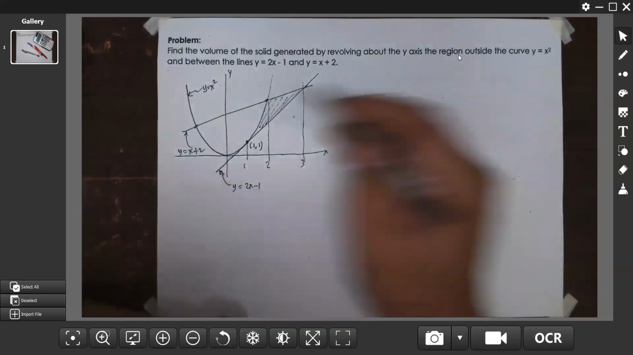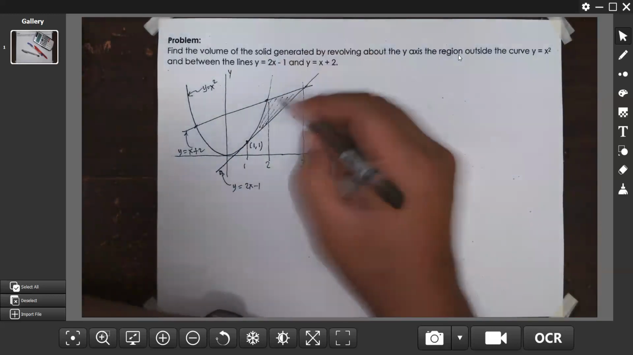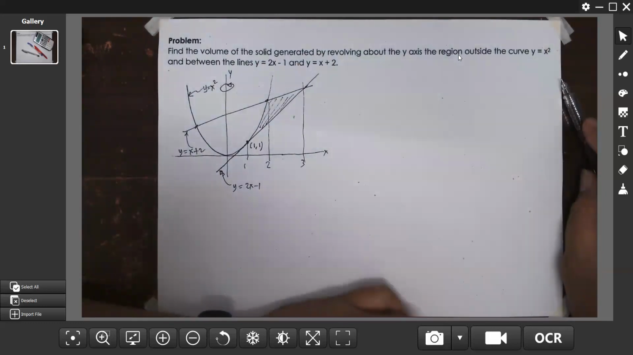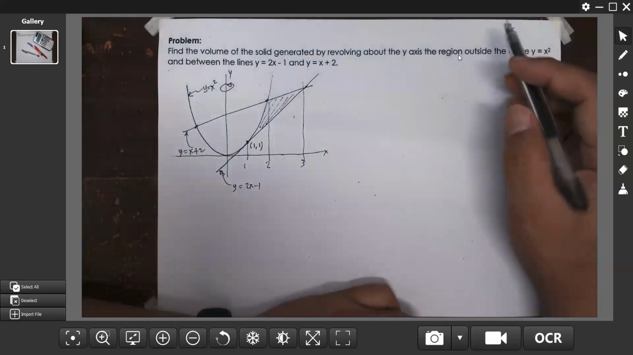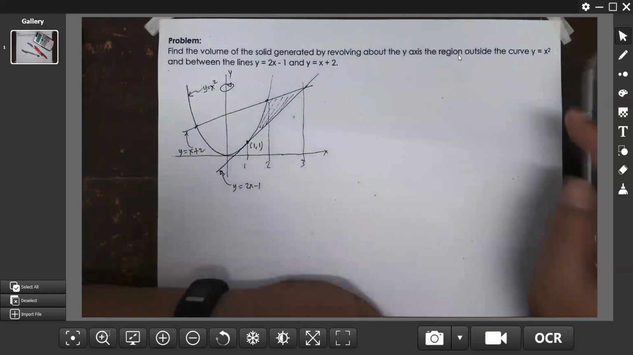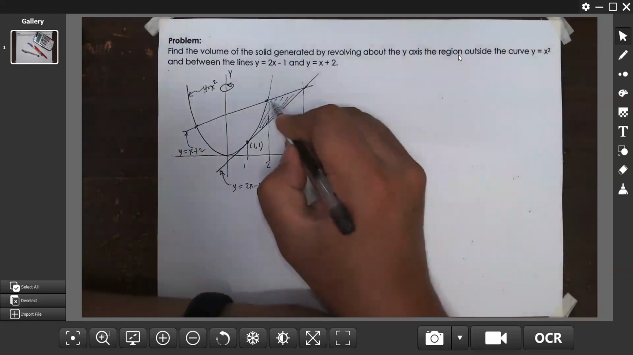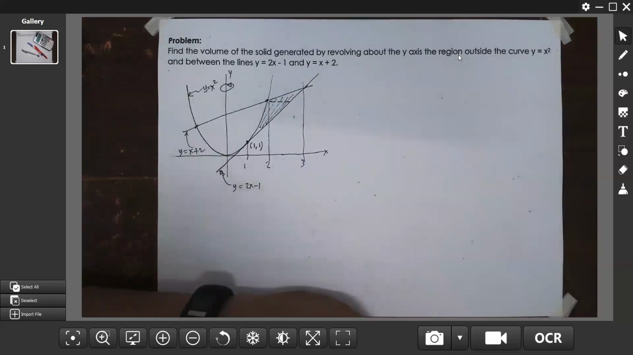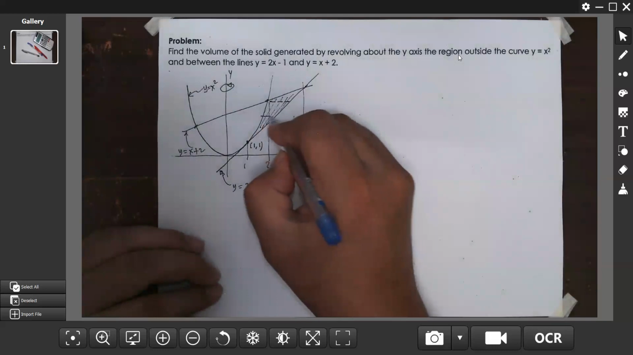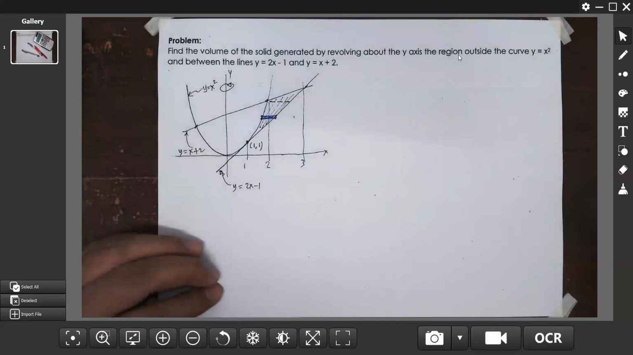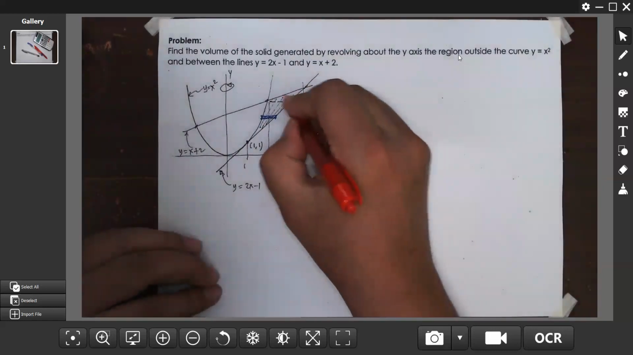Okay. So let's revolve this region about the y-axis. Now this time, we will analyze a horizontal strip. And again, we cannot analyze just one rectangular strip because they have different conditions. So what we're going to do is, let us again split the area. So we have this one rectangular strip, blue, and then we have this red.